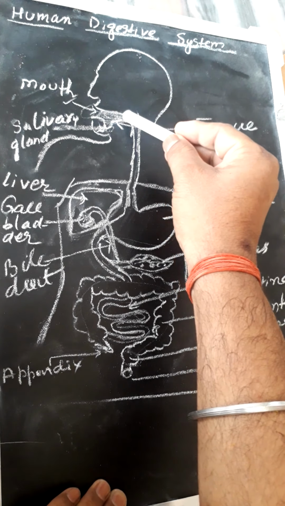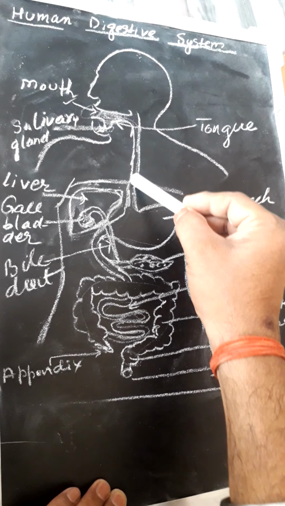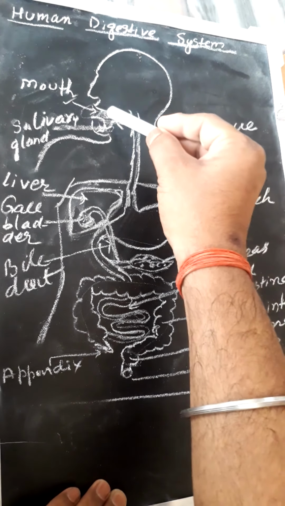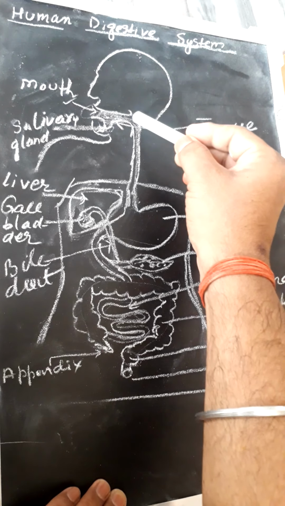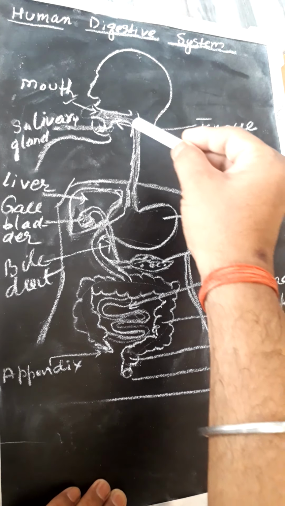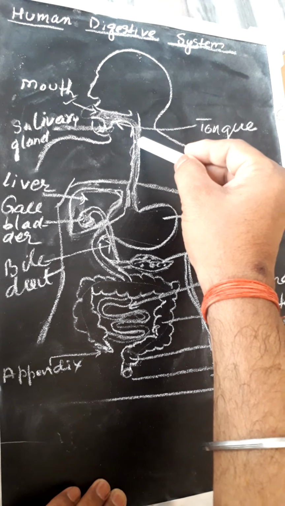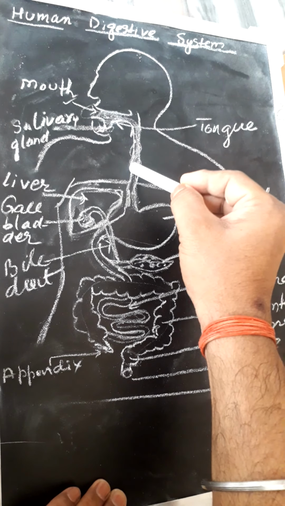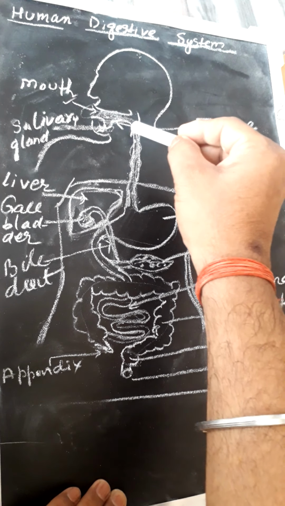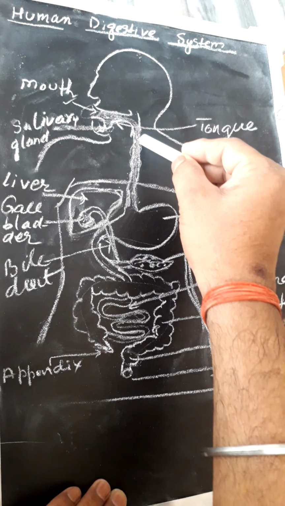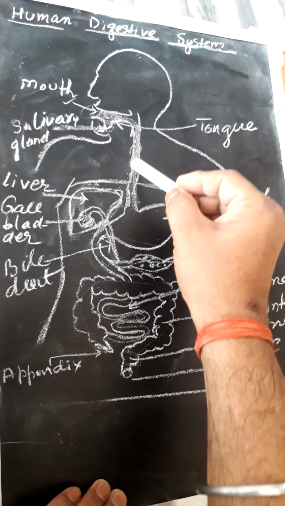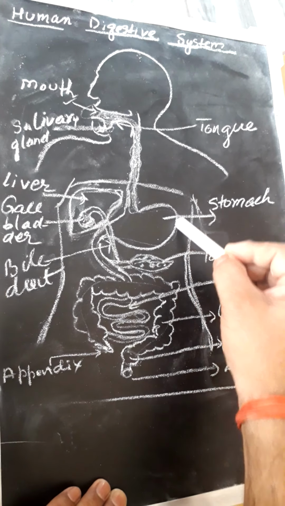Now this is passed through the esophagus. Food is pushed down through the esophagus to the stomach, and there is a special type of movement called peristaltic movement, consecutive swallowing of this food pipe. This movement is called peristaltic movement, and food reaches our stomach.